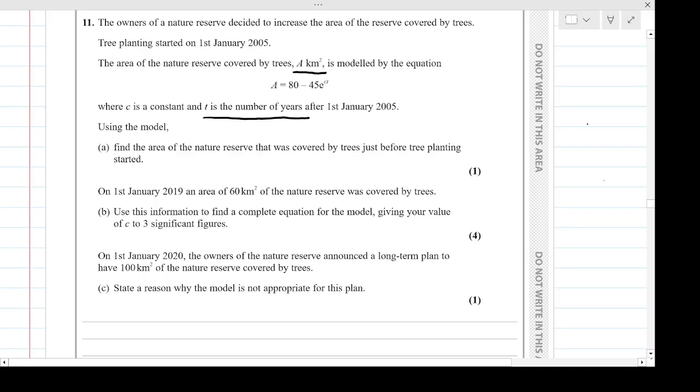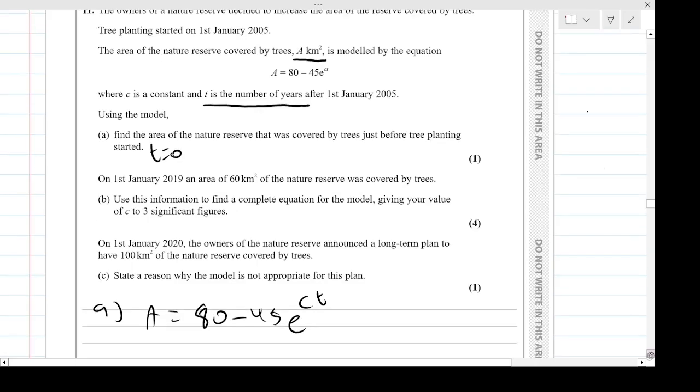Okay, so first of all, part A says find the area of the nature reserve that was covered by trees just before tree planting was started. So A, the equation was 80 take away 45 e to the ct, with this constant c. The area just before it started is the initial time, when t is 0, right? So simply substitute t = 0 into here.